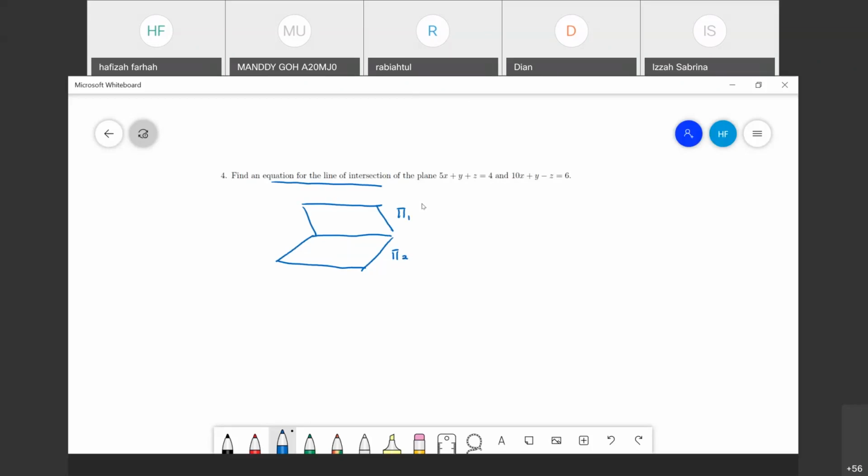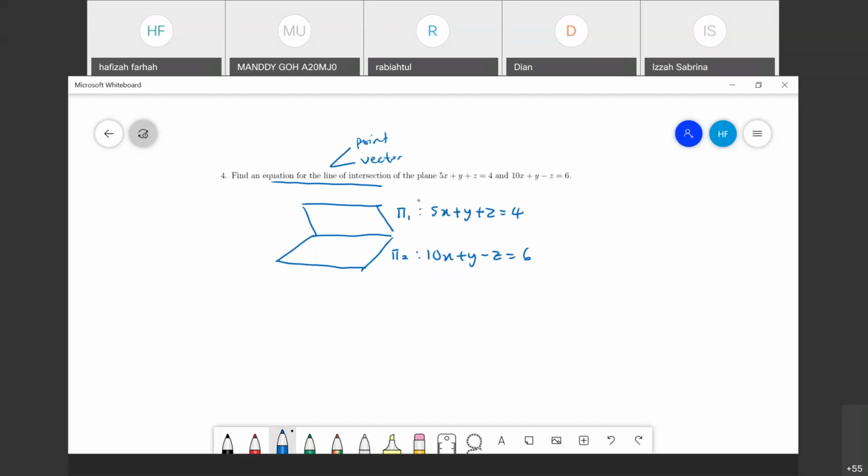So pi1 is given as 5x plus y plus z equals 4. And the second plane is 10x plus y minus z equals 6. So in order to find the equation of the line, you must have a point on the line and also a vector. So from here we have the equation of the plane.